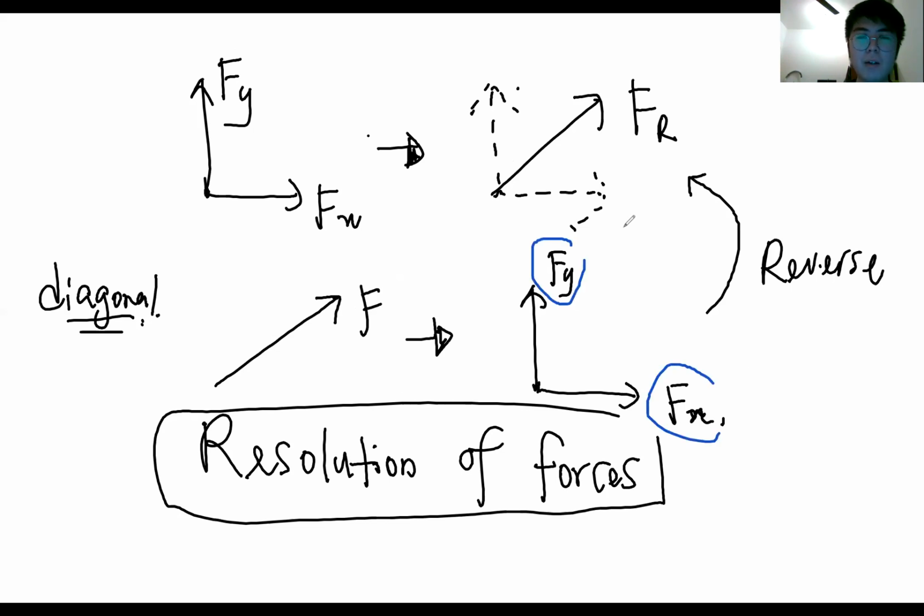Now again I repeat, horizontal and vertical component can be combined to get resultant force, and this is diagonal. So conversely, I can also reverse the process by taking a diagonal force and resolve it into vertical and horizontal forces. Okay, now how do we do that? Let's take a look at an example.